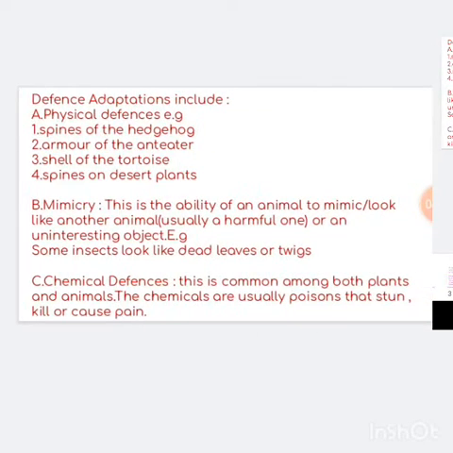Okay, so defense adaptations. There are adaptations that animals have, features that help them defend themselves, not just to hide from animals. They can at least fight, even if they get eaten at last. But yeah, they can defend themselves sometimes. So they include physical defenses, like the spines on a hedgehog. Have you seen a hedgehog? Or the anteater? It looks as if it has an armor on. It's very hard for any animal to eat it.